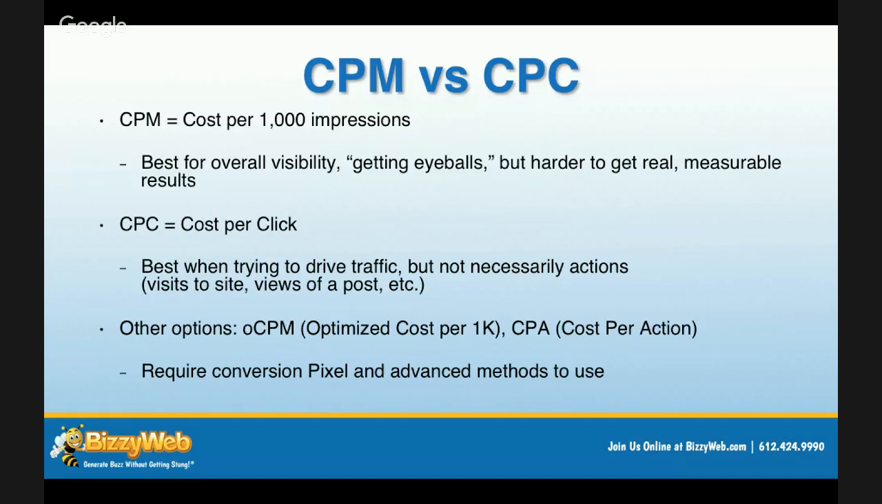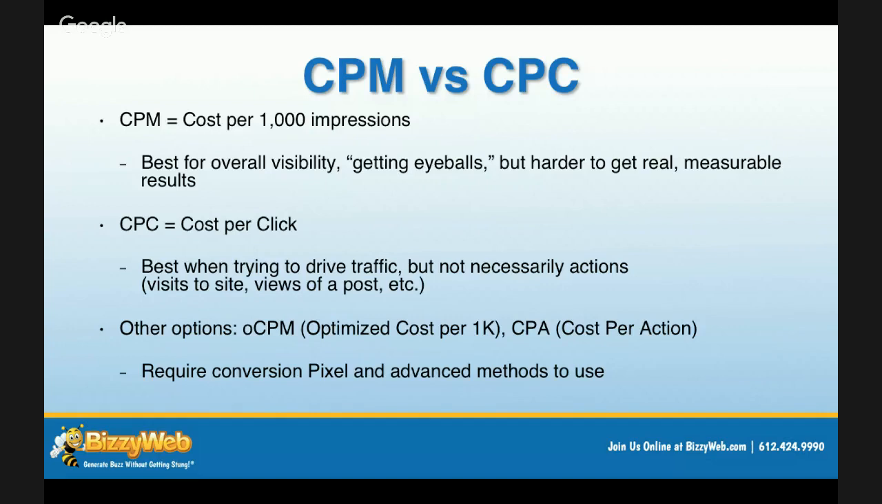But again, if all you're doing is getting content in front of people, it's harder to get real measurable results via a CPM method. Put it this way, if my CPM is supposed to reach 5,000 people, there's no guarantee that those people are going to be looking at my ad. All that the CPM model guarantees is that your ad shows up on the page that 5,000 people visit. So there's no guarantee of actual action.